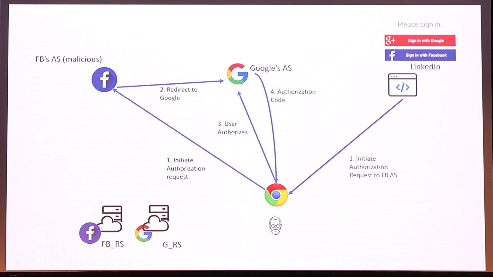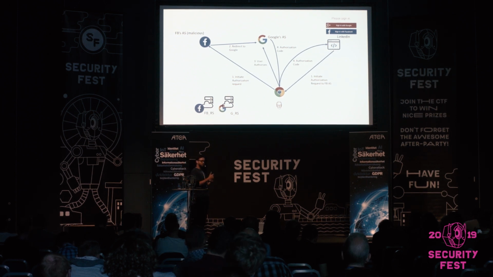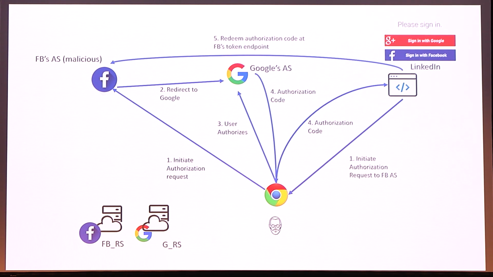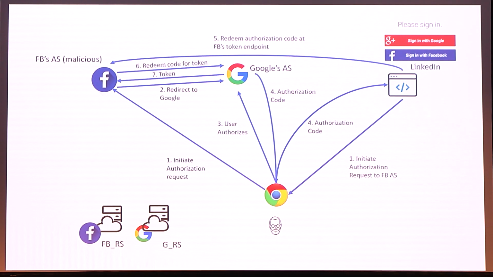and an auth code gets generated and is redirected back to the redirect URI of the client. And the client still thinks that the authorization request was initiated with Facebook. So it will try to hit Facebook's authorization server to redeem this auth code. But once Facebook gets the auth code, it will try to redeem it at Google's token endpoint and get back a token for the user. So Facebook can now use that token to access the victim's Google resources.